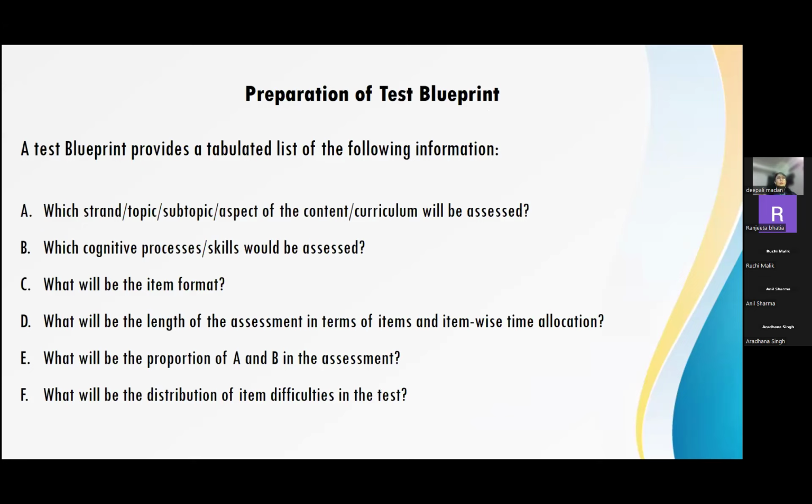Okay. So any question paper begins with the making of a blueprint. So we will be talking about what a blueprint is. A blueprint is a tabulated list that comprises complete information on how the students will be assessed. Basically, it talks about what curriculum will be assessed, what the item format or question format will be, what the length of the assessment will be, what domains will be tested, and what kind of questions will be prepared. So this entire information is packed in one document, which is called a blueprint.